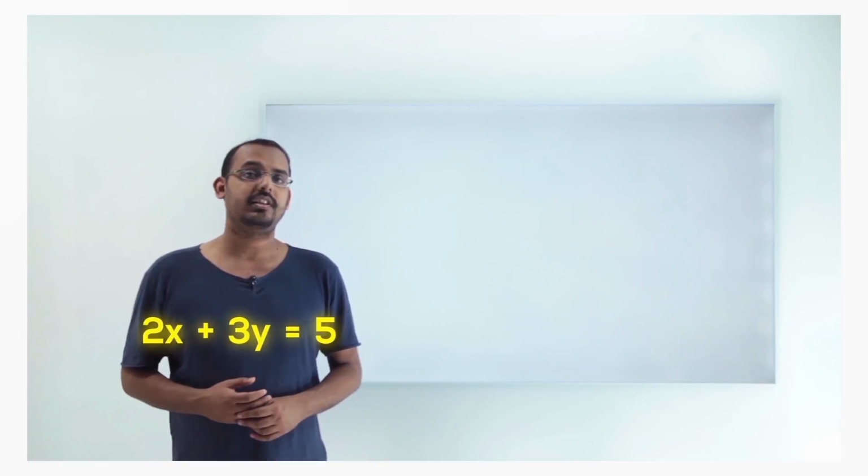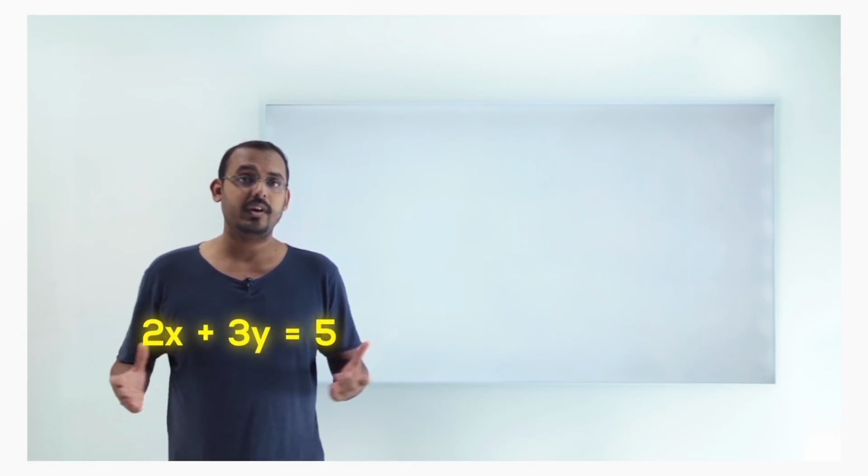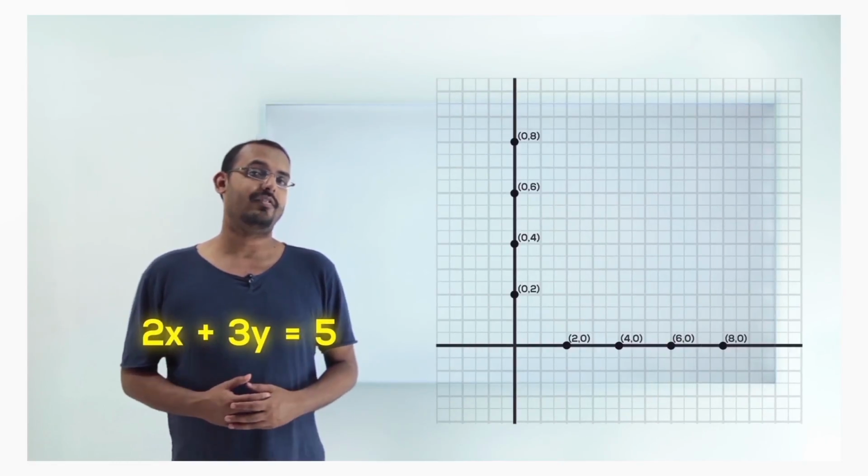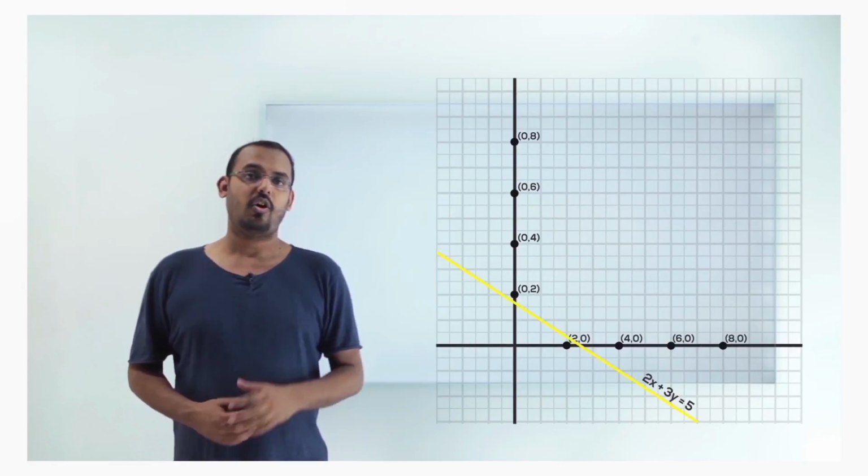Now, what we need to understand is how we represent a linear equation in two variables on a graph, right? Or in geometrical form. So let's bring out a graph here and let's put this linear equation onto the graph.